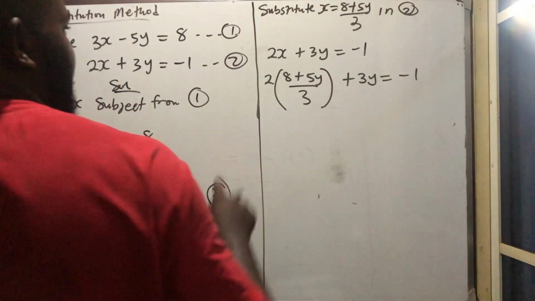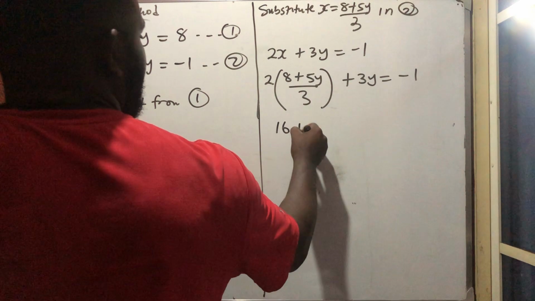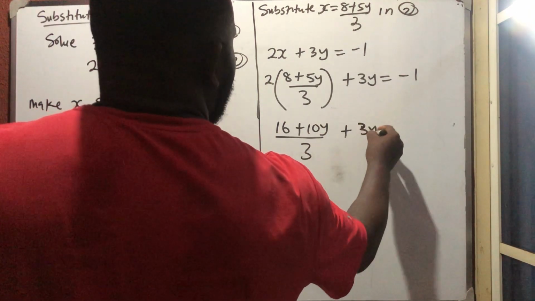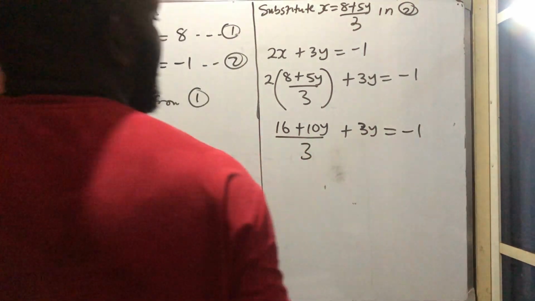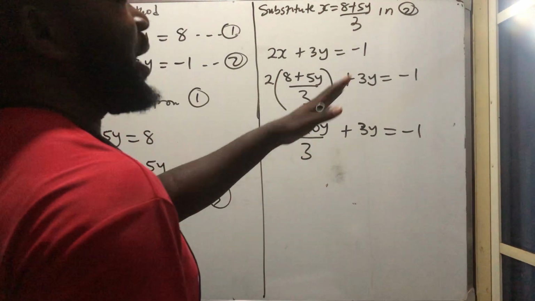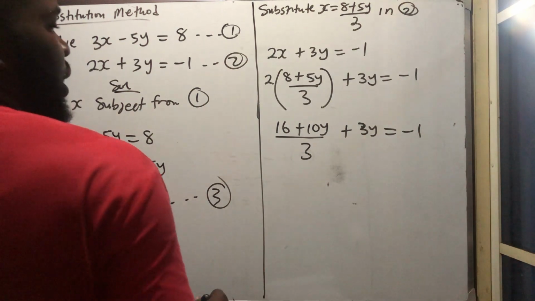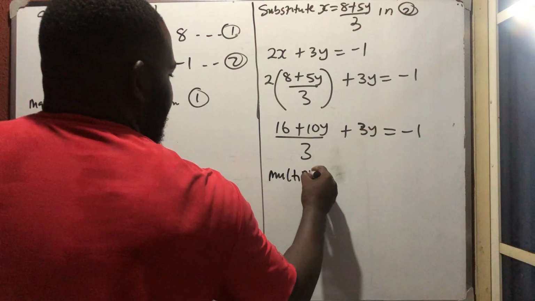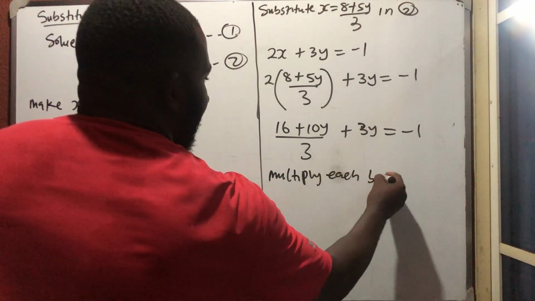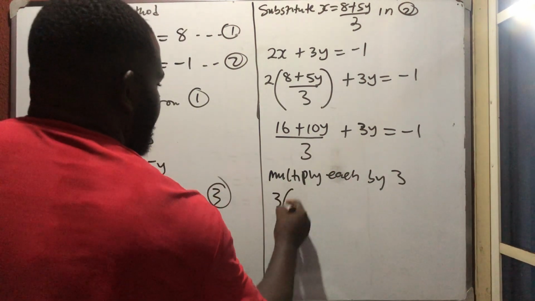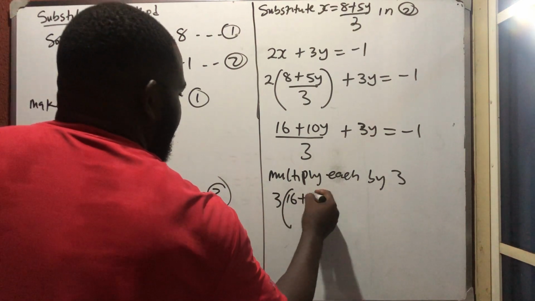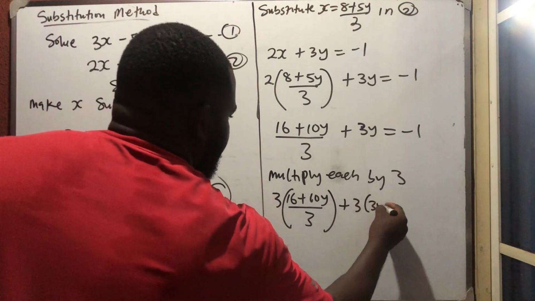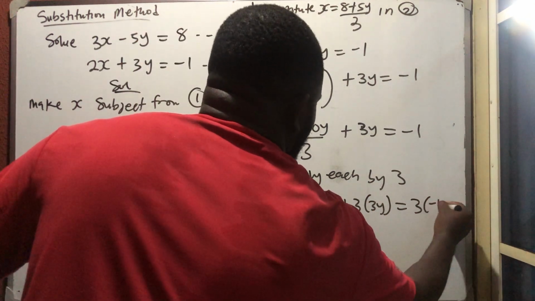So let us do that now. This will give you 16 plus 10y over 3 plus 3y is equal to minus 1. How do you remove the denominator? By multiplying each term by the LCM of the denominator, and the LCM is simply 3. So we multiply each by 3. So what do I have? 3 in bracket of 16 plus 10y all over 3, plus 3 in bracket of 3y, is equal to 3 in bracket of minus 1.